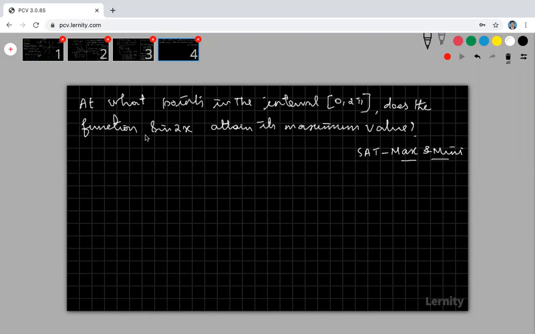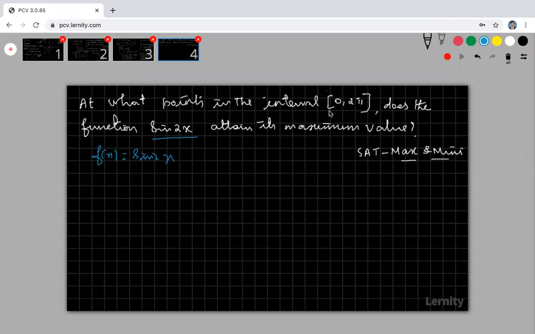Okay, right. So look at that. At what points in the interval 0, 2 pi does the function sine 2x attain its maximum value? That means my f of x is sine 2x. Are you okay? Look at that.